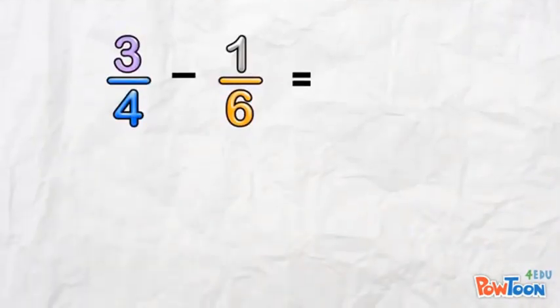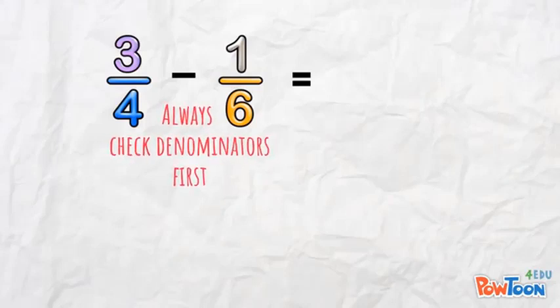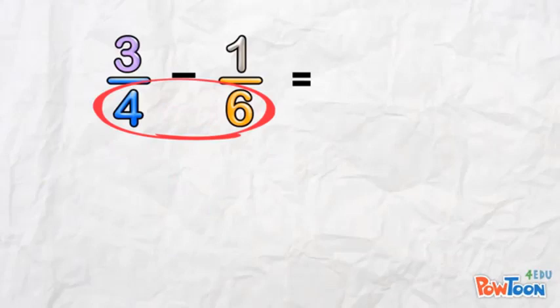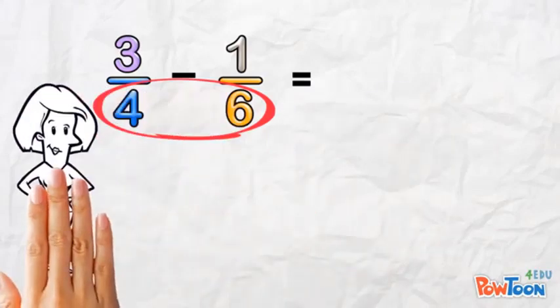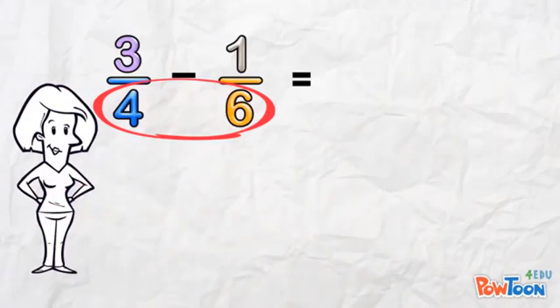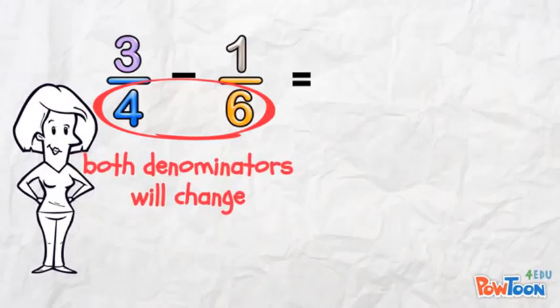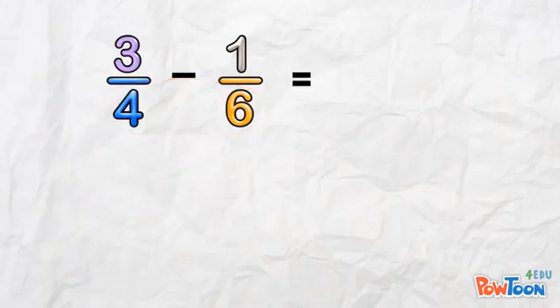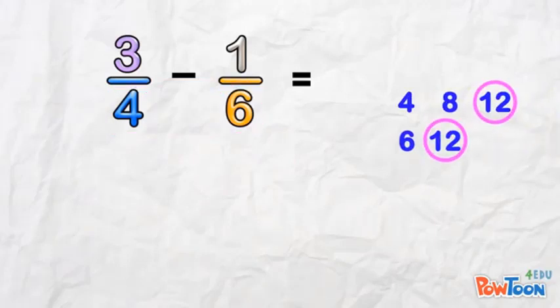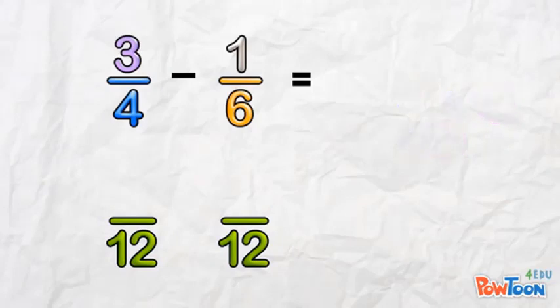3/4 minus 1/6. Remember, always check your denominators first. When they're different, we have to make a common denominator. 4 is not a factor of 6, so both denominators are going to change. Think about multiples of 4 and multiples of 6. 12 is in both sets of multiples, so 12 is the lowest common denominator. Put it in the answer now.